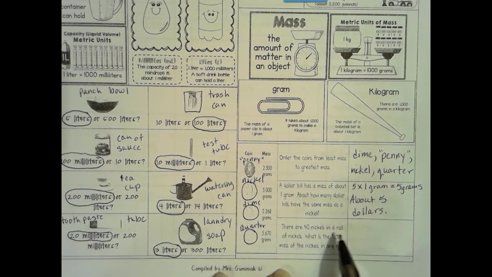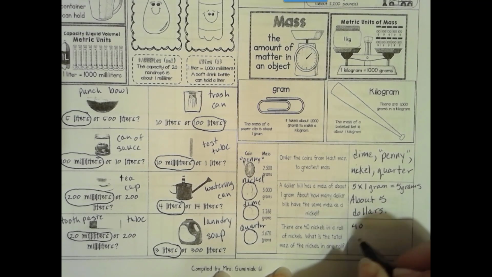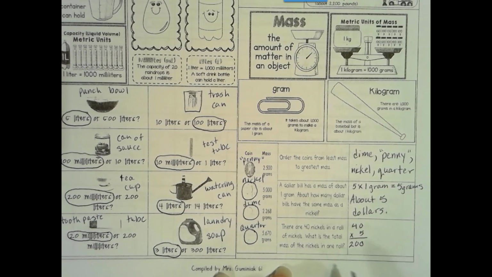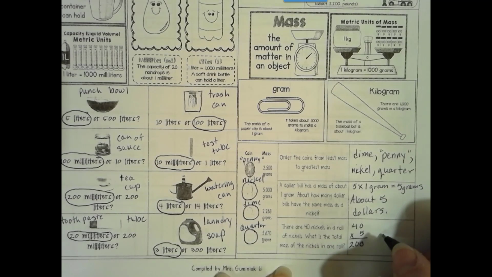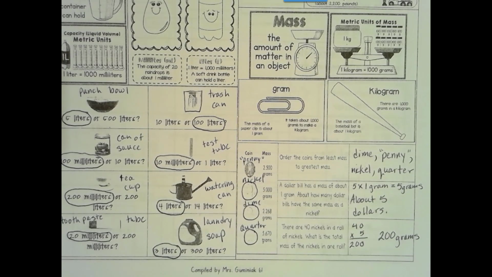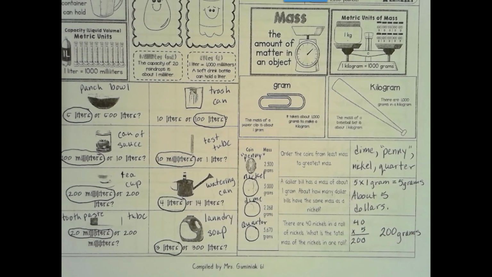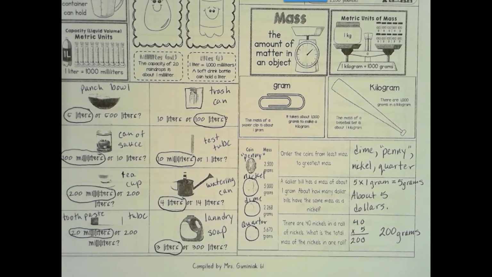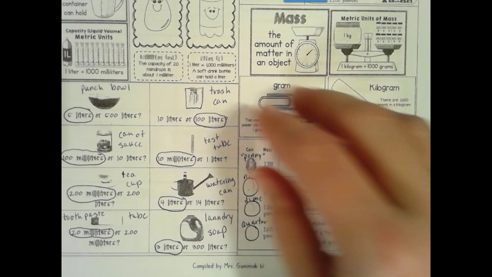There are 40 nickels in a roll. What is the total mass of the nickels in one roll? Well, if I have 40 nickels and they each weigh 5 grams, 5 times 0 is 0, 5 groups of 4 tens is 20 tens. It would weigh 200 grams. So 40 nickels weigh 200 grams. All right, now we're going to do some more practice on our three column notes with looking at capacity, or what a container can hold, and mass, how much matter makes up an object.